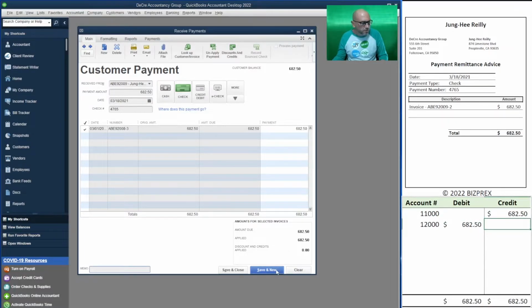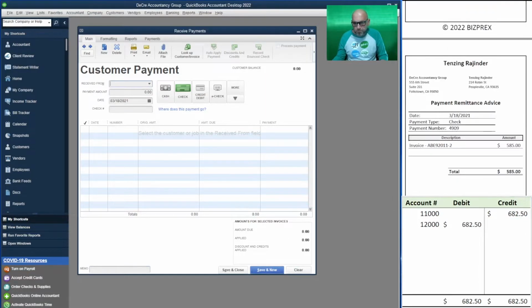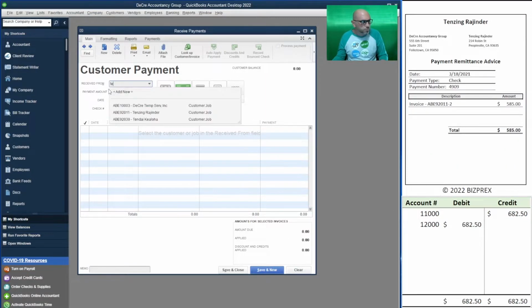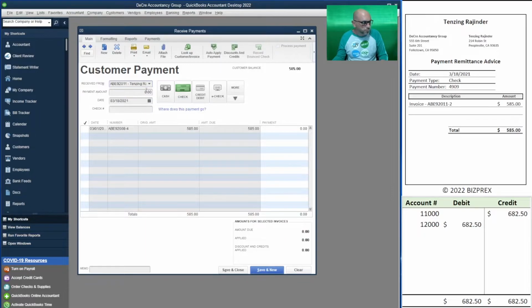And credits are in balance. Okay. All right. 49. Good to go. Debits and credits are in balance.